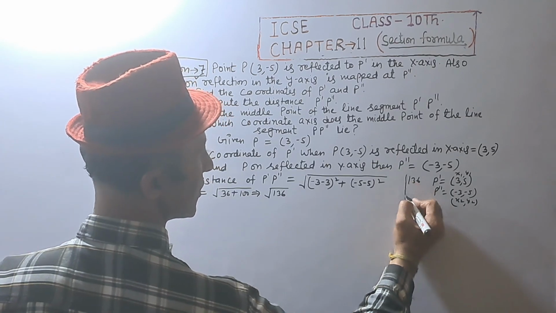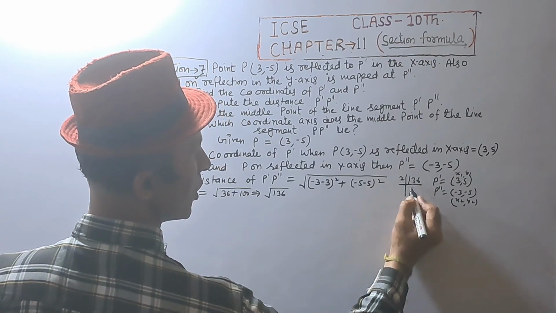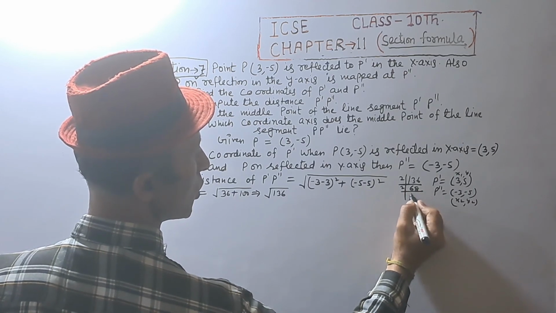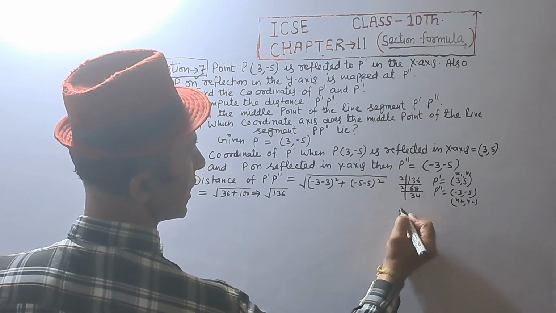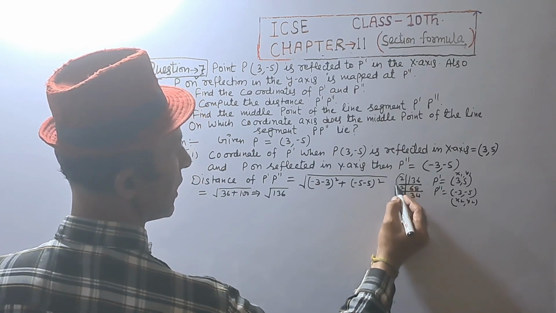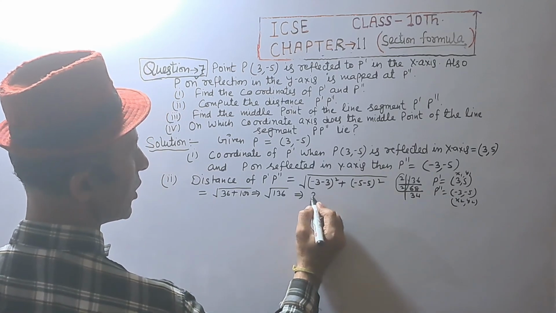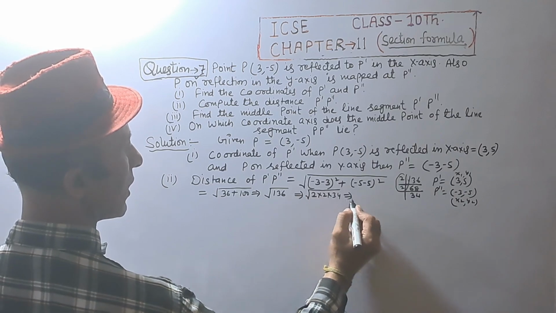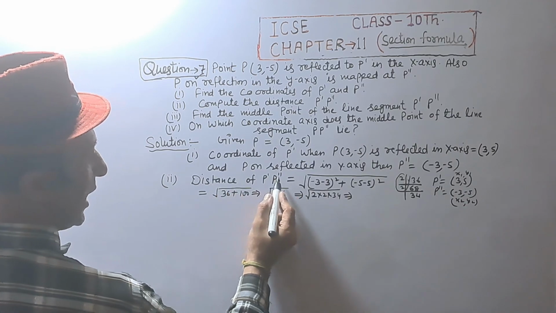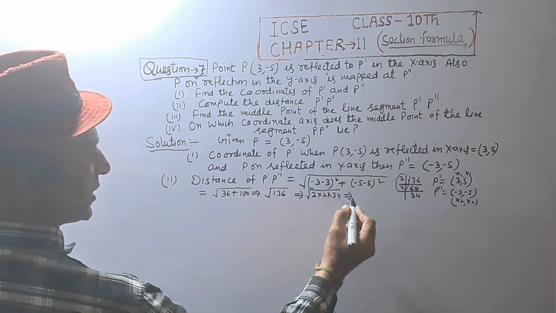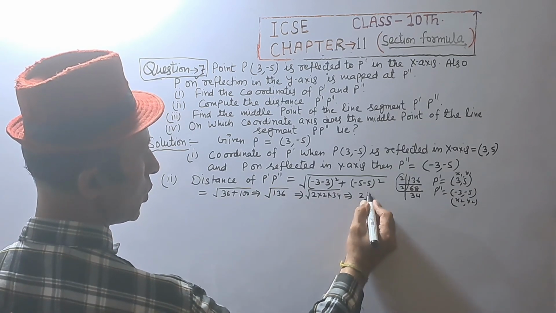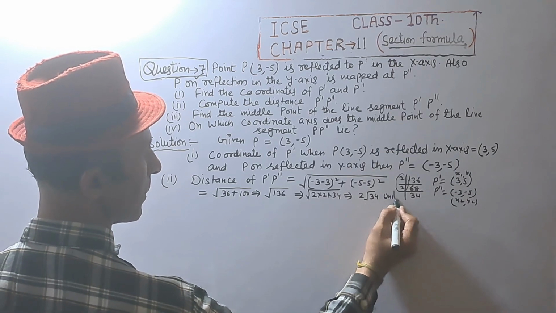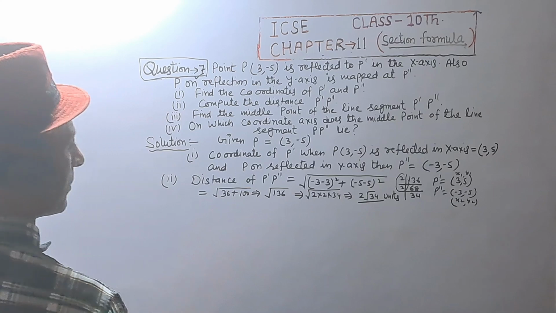So the prime factors of 136 are 2, 2 sixes are 12, 2 eights are 16, 2, 2 threes are 6, 2 fours are 8. Then we get 2 into 34 with root, which implies the distance of P dash, P double dash is equal to, one pair of 2 is common, 2 root 34 units. Answer.